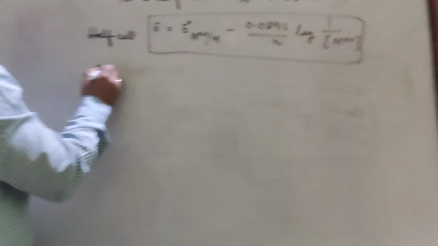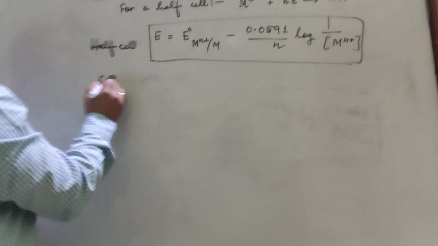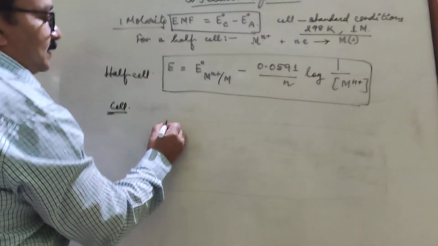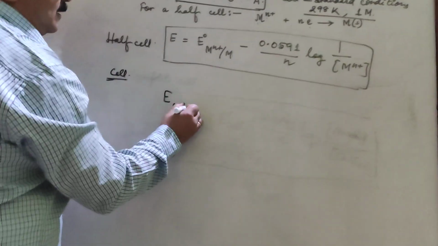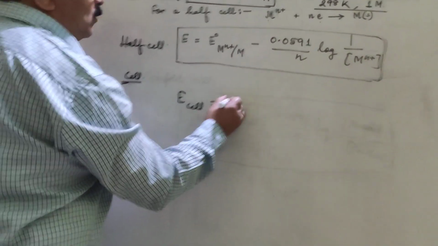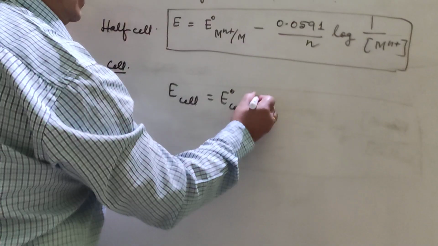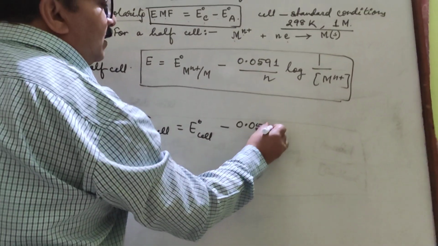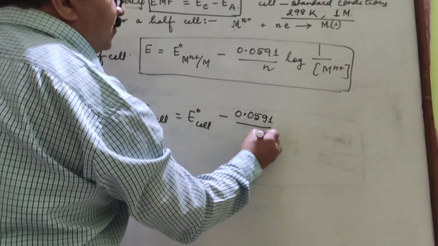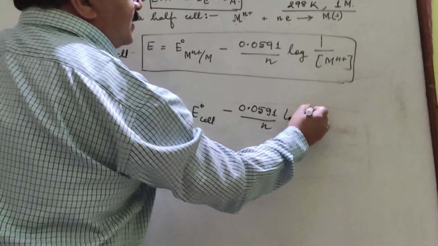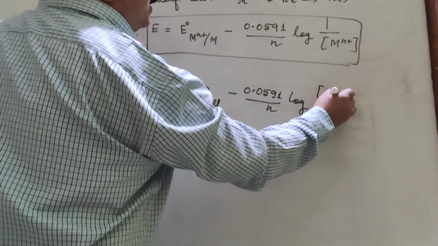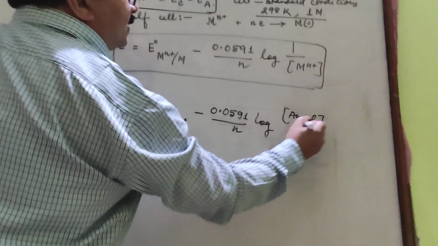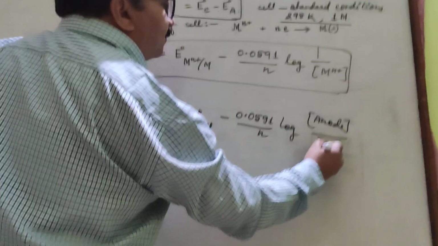Now for a complete cell, Nernst equation is E cell is equal to E naught cell minus 0.0591 divided by n log concentration of anode divided by concentration of cathode.